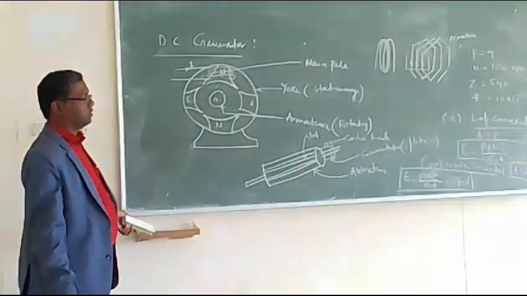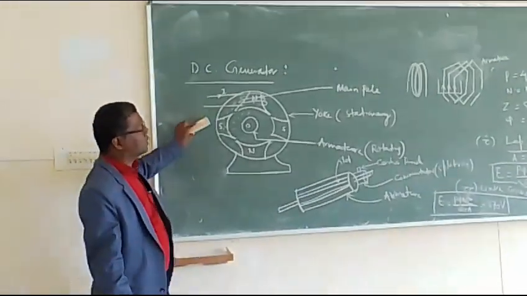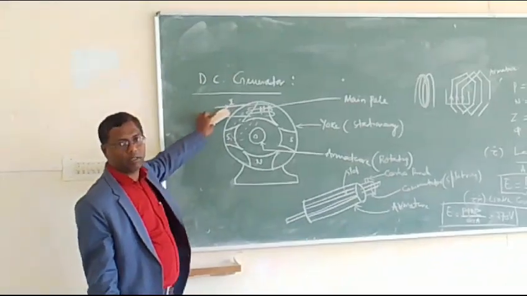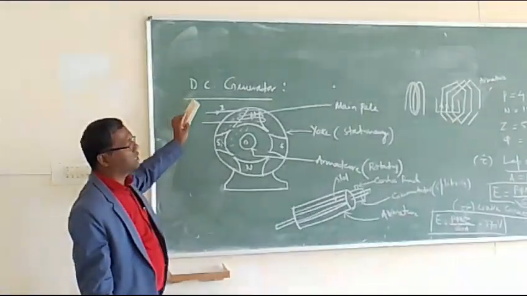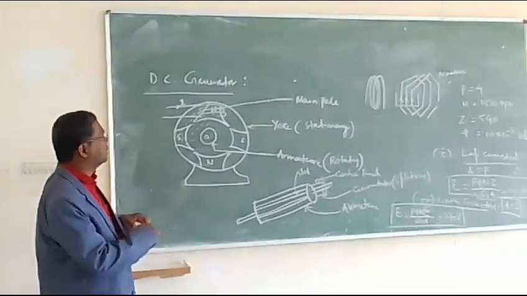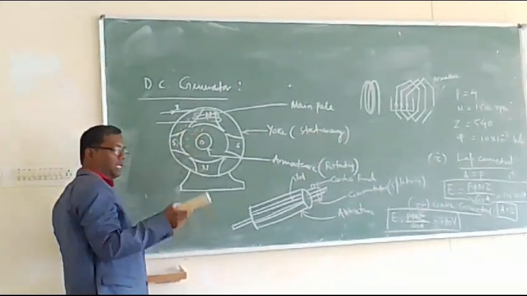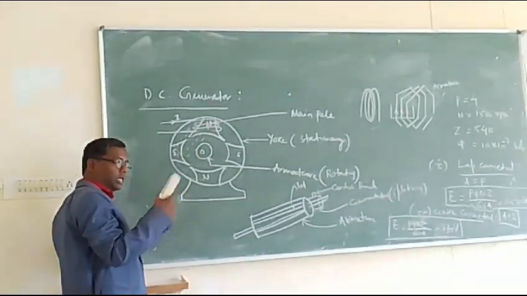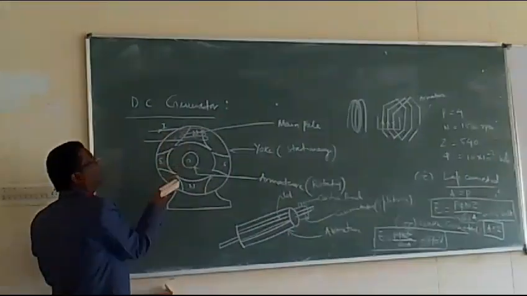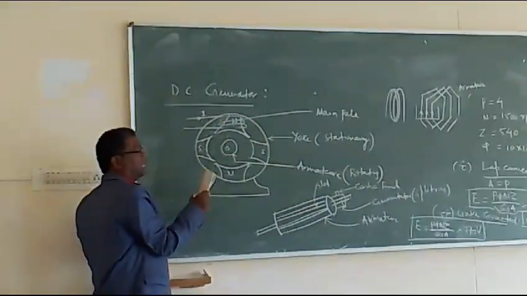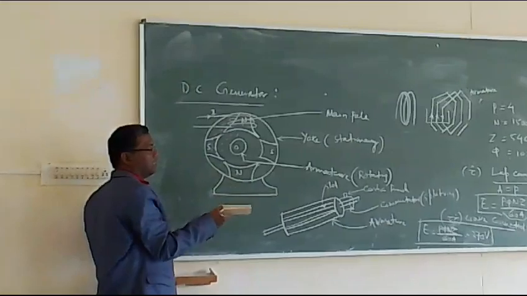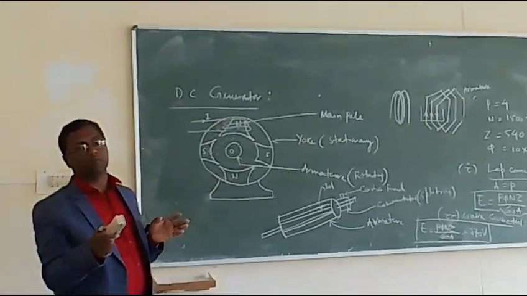These are all energy conversion devices. Based on the working principle, we can say DC generator and DC motor. What is a DC generator? If mechanical energy is converted to electrical energy, that is a DC generator. If electrical energy is converted to mechanical energy, that is a DC motor.